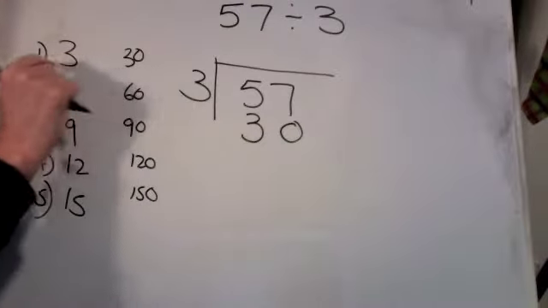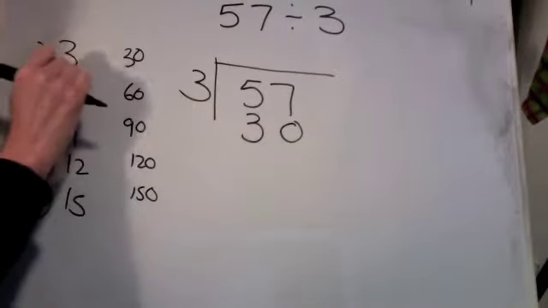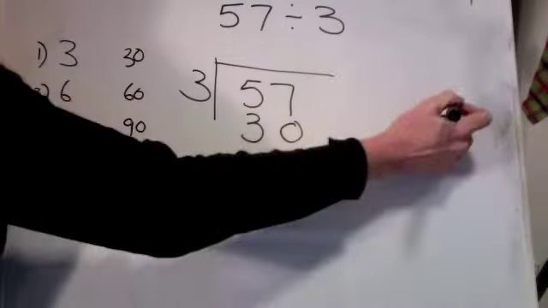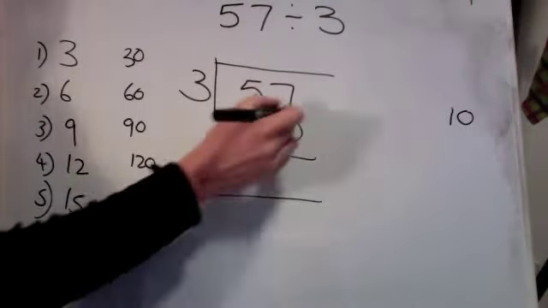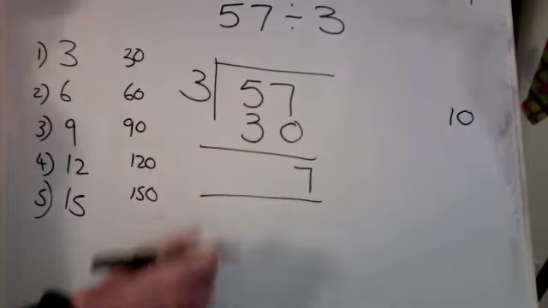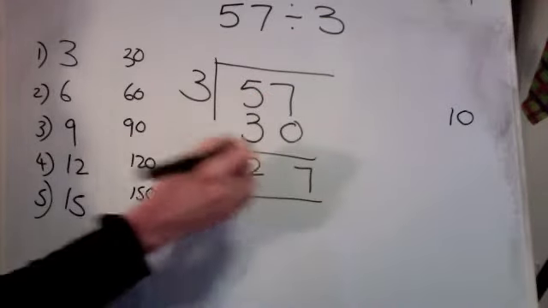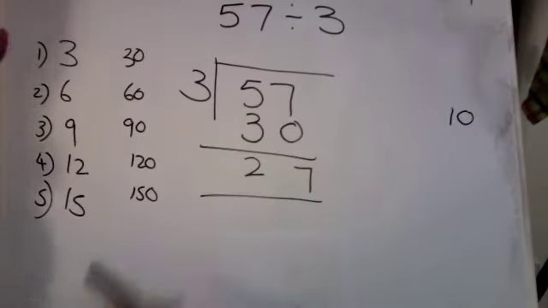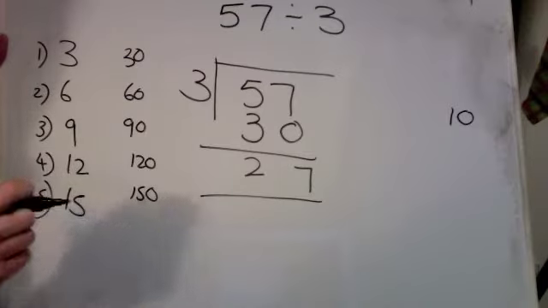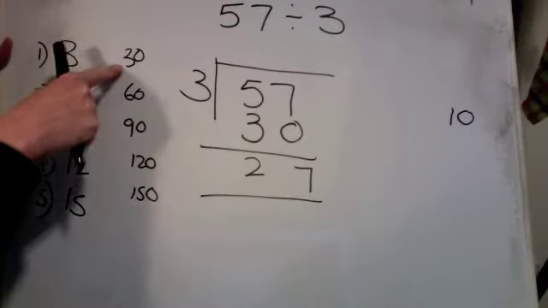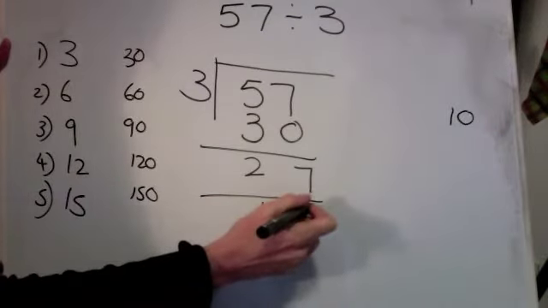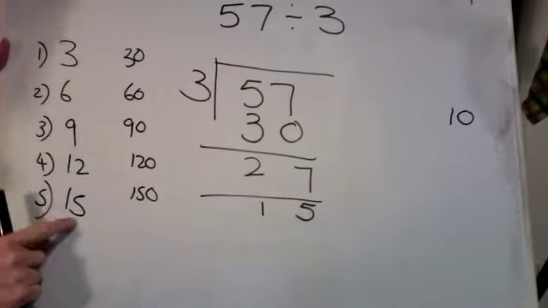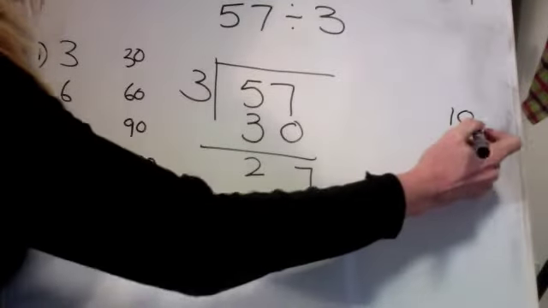Now to make 30, we use 10 times 3. So I'll write my 10 over here. What's the remainder? 7 take away 0 is 7. 5 take away 3 is 2. I'm looking for a number as close to 27 as possible without going over. The closest number I've got is 30, but that's too high. So I'm going to use 15. And to make 15, I've used 5 3s.